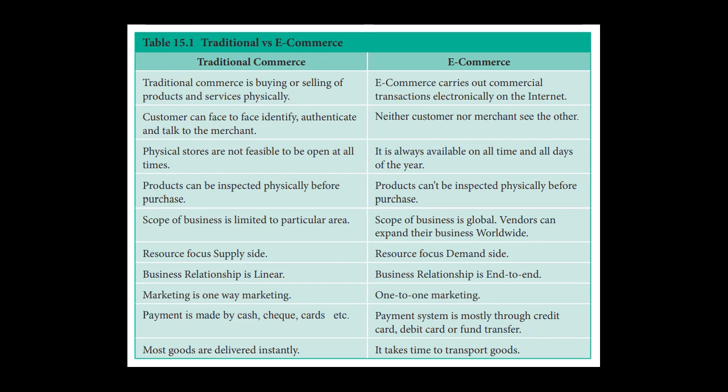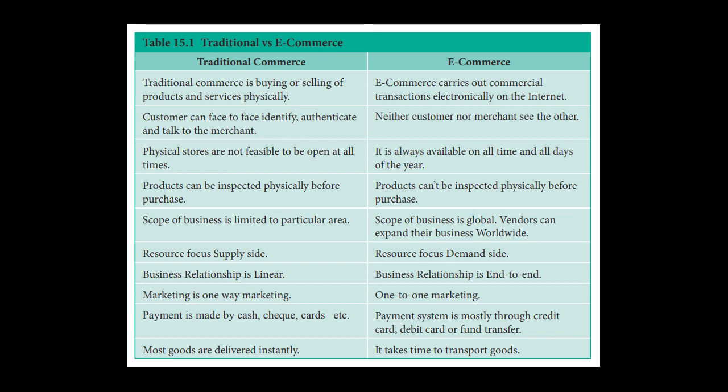The next point is that in traditional commerce, resource focus is on the supply side, and in e-commerce, resource focus is on the demand side. Here the resource will be focused on the supplying side. Someone will be supplying, right? So according to that supply side only, the resource will be focused. In e-commerce, resource will be focused on the demand side. That means if many people are purchasing a particular brand product, then according to that demand, the resource will be focused, right?